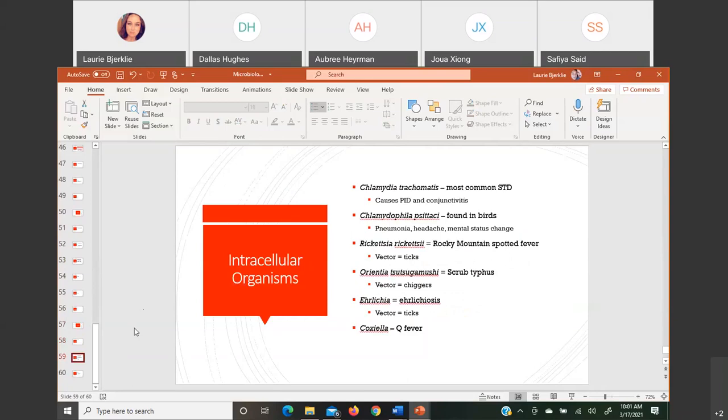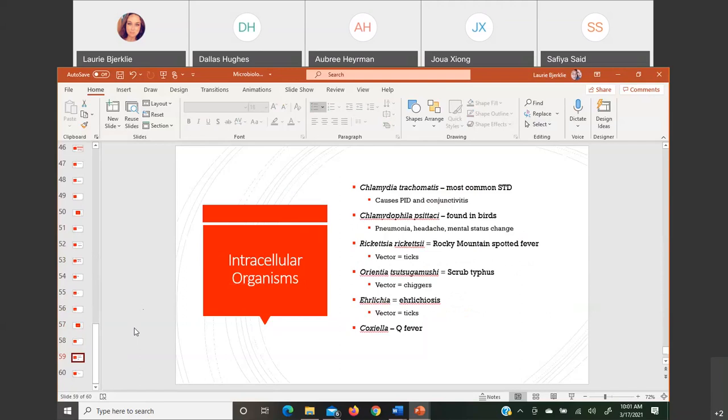Some other things: we have some intracellular organisms. Of course, chlamydia, which is your number one STD out there. We diagnose this through a PCR molecular technique along with gonorrhea. Usually when people get screened, it's a gonorrhea-chlamydia swab screen on a molecular technique, or it's in a urine sample. They love a dirty catch urine. They can use that too in PCR.